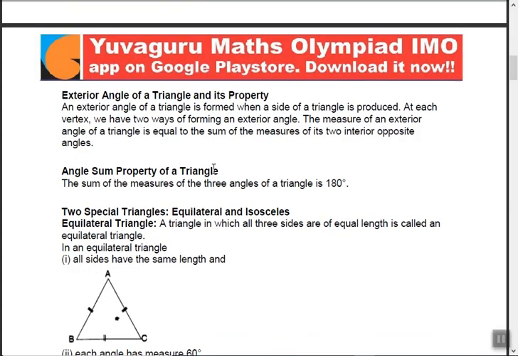Angle sum of a triangle means what? Sum of measures of all the 3 angles of a triangle is 180. So A plus B plus C will always be equal to 180.